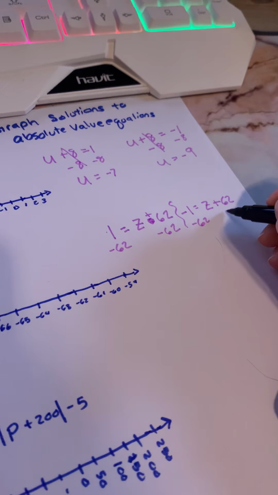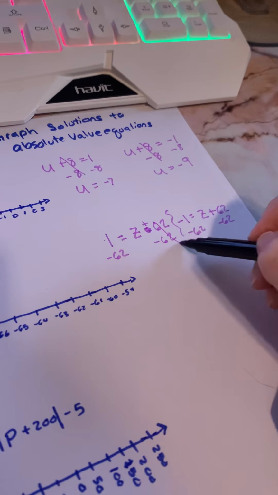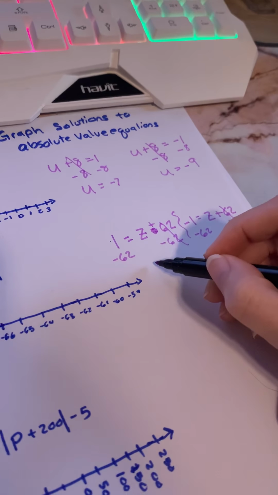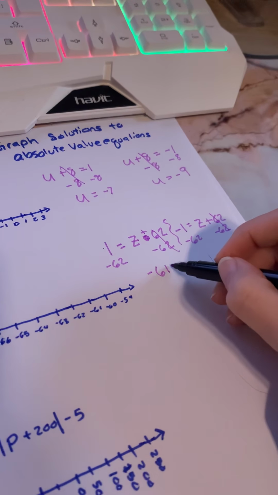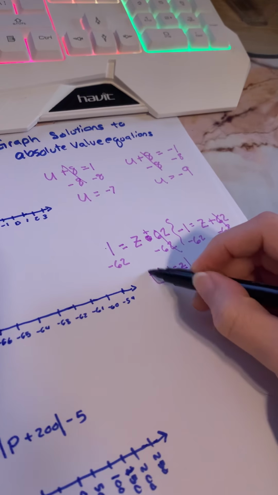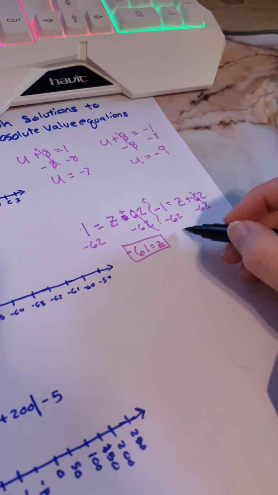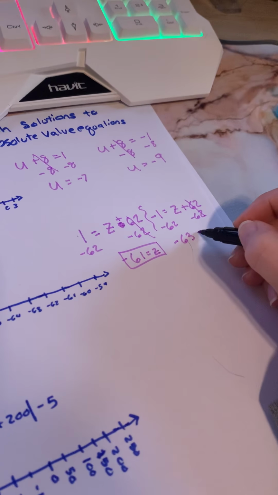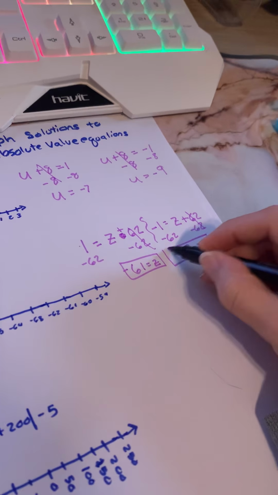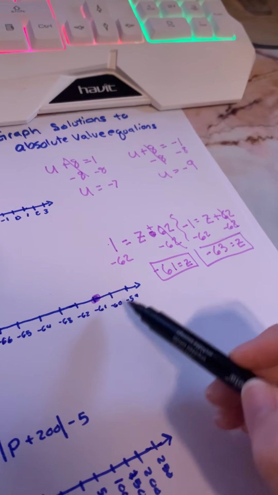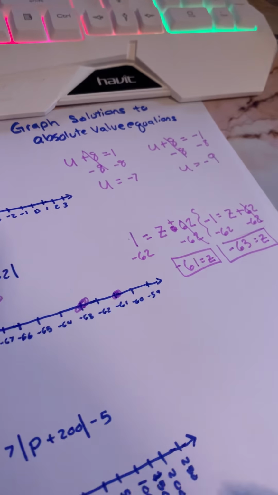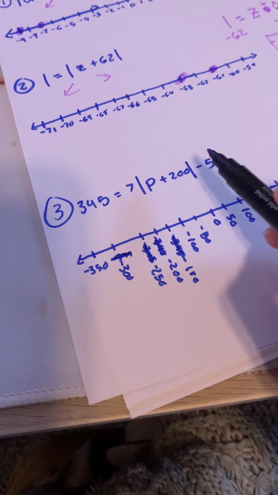Same thing over here. 1 minus 62 would be negative 61. And negative 1 minus 62 would be negative 63. So there's our two answers. So you can find them on here, just put a dot on each. And there's that.